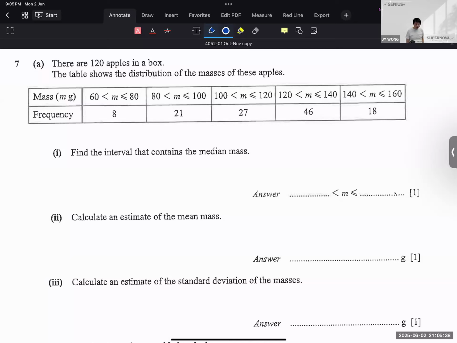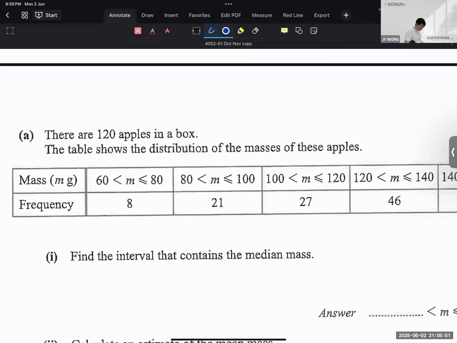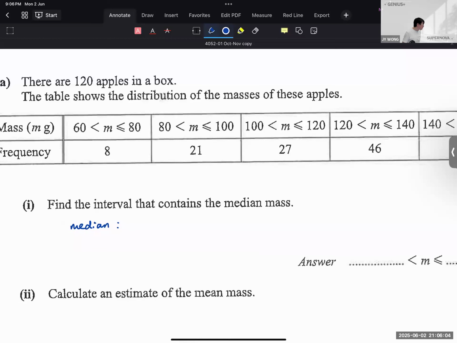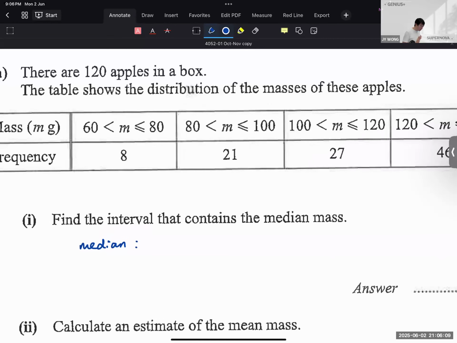I got student who got this question wrong. 120, what's the median? Kimi. For even number, how do we find the median? What's the median position? If it's even. It's not 60, yeah. No, I don't want to find the M. I want to know what is the median. If I have 120, the median is determined by which apple or apples?